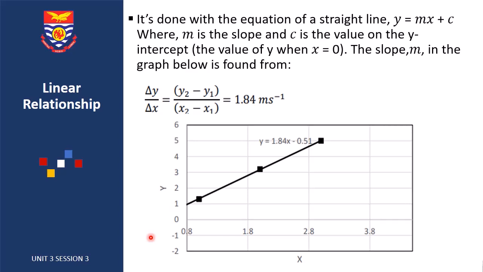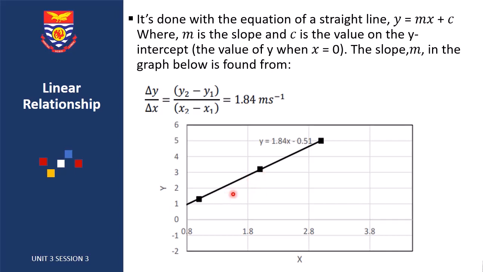We can do this with the equation of a straight line, which we know in mathematics is given by y = mx + c, where m is the slope and c is the value on the y-intercept. That is when we take the value of y when x is 0, that will give us the intercept. The slope m in the graph can be found using change in y over change in x, that is (y2 - y1) divided by (x2 - x1). That will give us the slope that we have on this graph, which is 1.84.